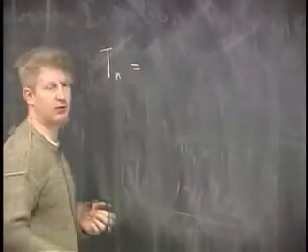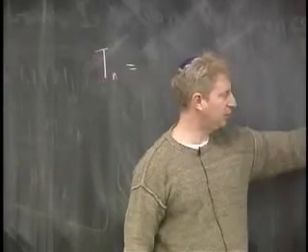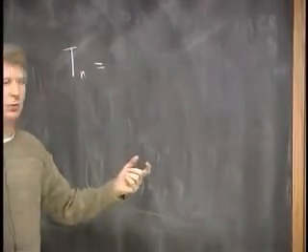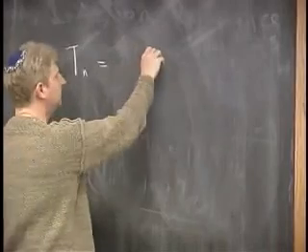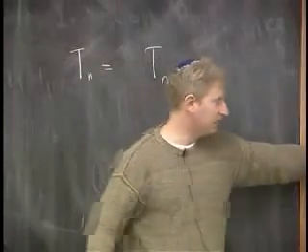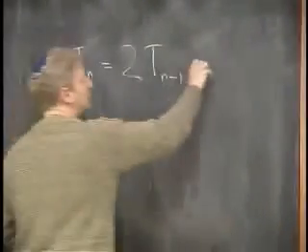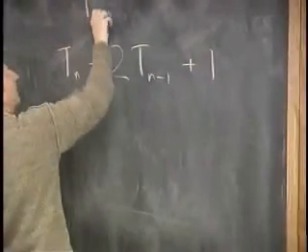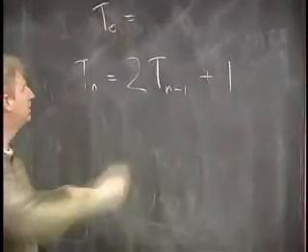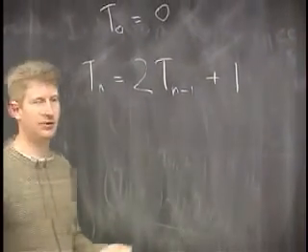T of n is how long this algorithm takes. What does it consist of? It consists of 3 steps. The first step is a recursive call on n minus 1. So how much time does that take? T of n minus 1. I don't know how much time it takes, but I know it's called T of n minus 1. And this takes one step. And then I got another T of n minus 1. So I get 2 T of n minus 1 plus 1. And when n is equal to 0, how many steps does this take? 0. That's my recurrence equation for the time complexity of towers of Hanoi.